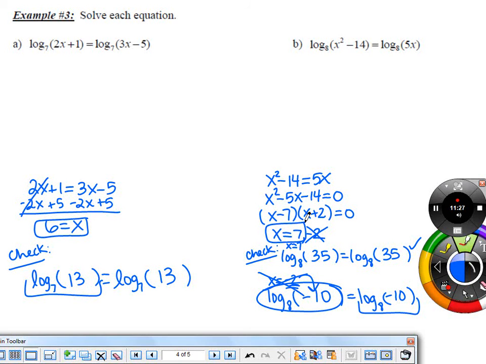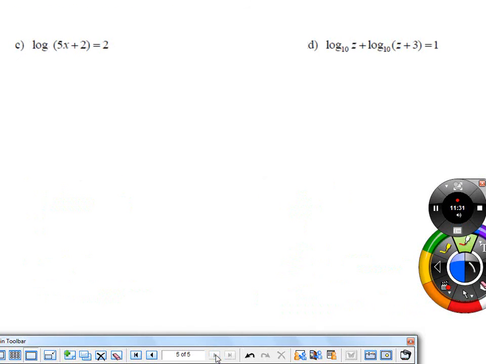Now, not all logarithmic equations are set up this way. They might not have 2 logarithms in them that you can set equal to each other. Instead, they might look like part C and D. So if we look at part C, this is one log equation. So I can't just set 5x plus 2 equal to 2 because there's not a log on the right side.